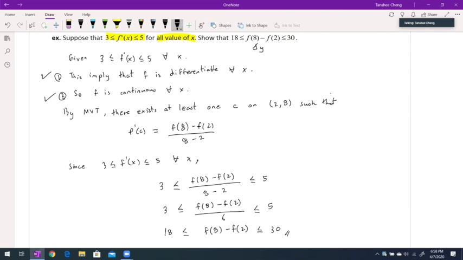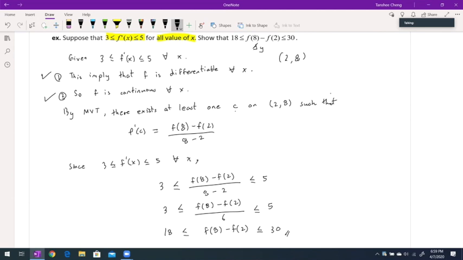So now the mean value theorem guarantees that there will be at least one number c on 2 to 8, because f of 8 minus f of 2 right away tells me the interval on the x-axis must be between 2 and 8. So we are looking for a value c between 2 and 8 such that f prime of c is equal to f of 8 minus f of 2 over 8 minus 2, which is the slope of the tangent line equal to the slope of the secant line.